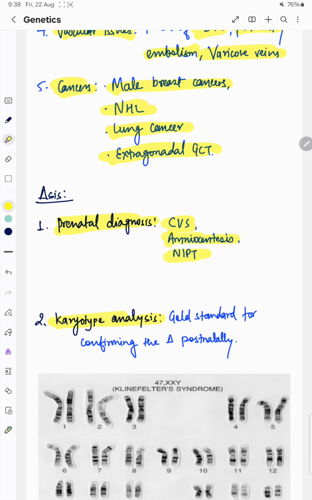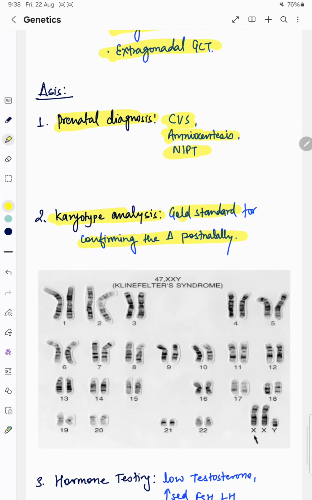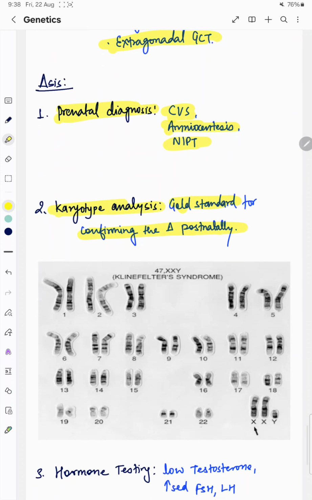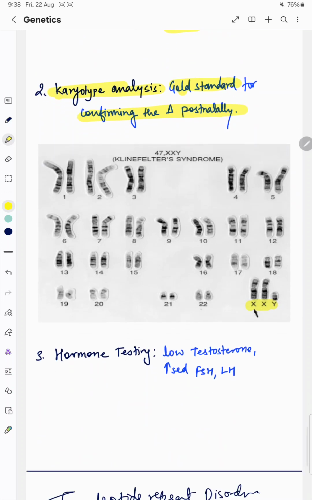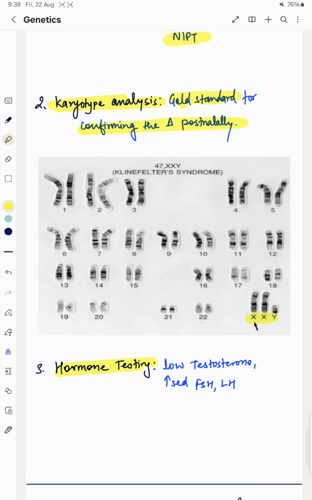In diagnosis, prenatal diagnosis can be made by chorionic villus sampling, amniocentesis, and NIPT, in which we use maternal blood and extract cell-free fetal DNA for testing. Karyotype analysis is the gold standard for confirming the diagnosis postnatally. This is a typical karyotype of a person with Klinefelter syndrome, in which we can see 2 copies of the X chromosome. Hormonal testing can also help, showing a low testosterone level and high FSH and LH levels. So this is about Klinefelter syndrome.